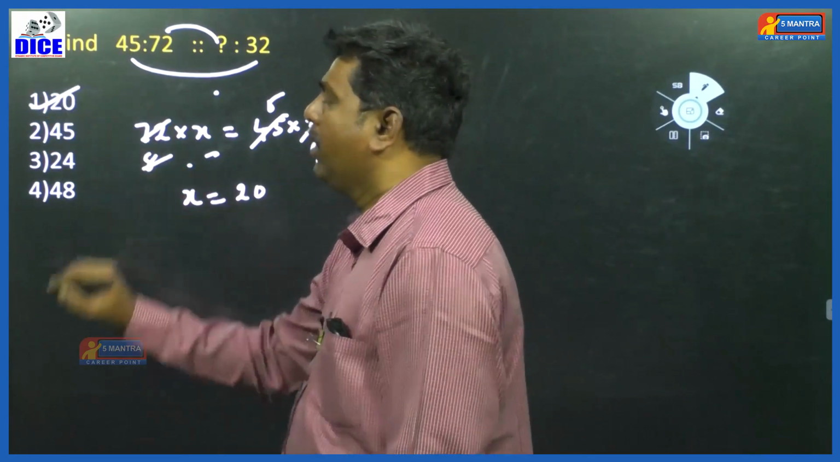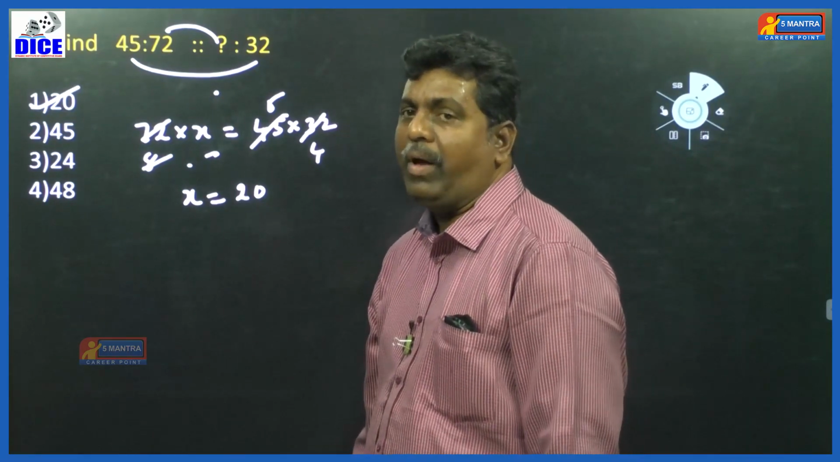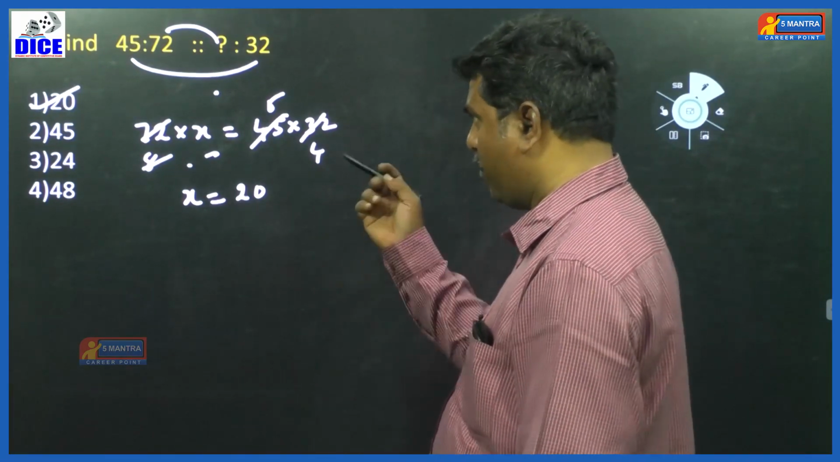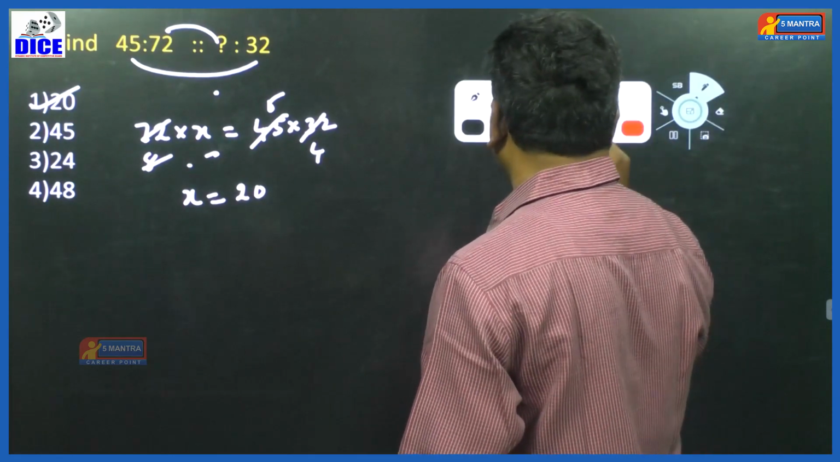So the first one is the required answer. Same model. Product of means is equal to product of extremes is the formula. Now we can go for the next same model. We can see another problem. You can get an idea.